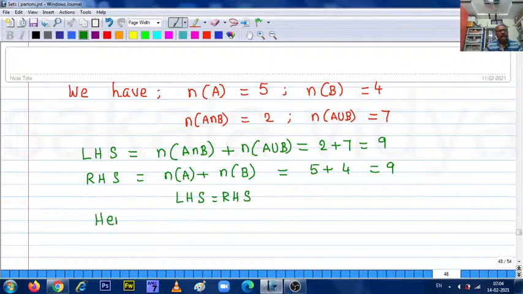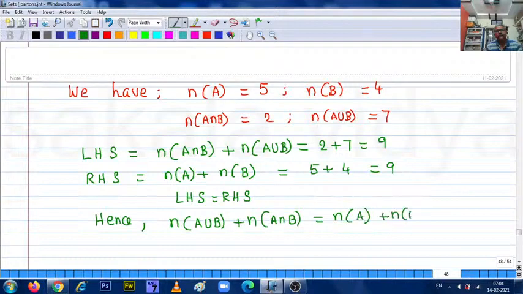Hence, or therefore, N of A union B plus N of A intersection B equals N of A plus N of B. Therefore, it is verified. So, understood or not? Yes or no?